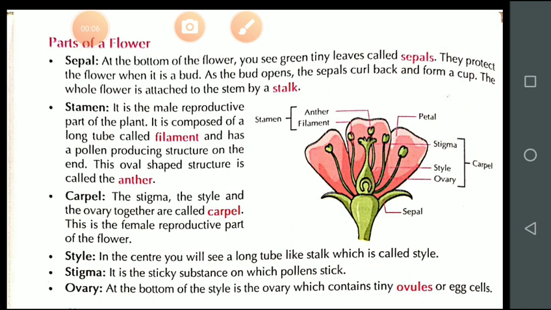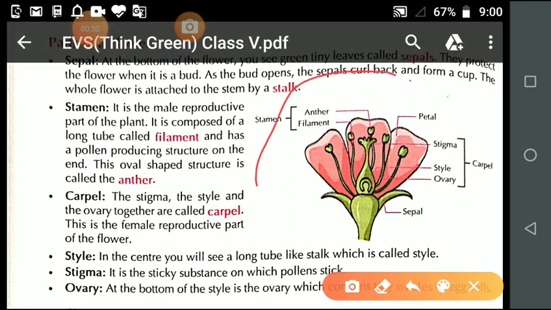Now student, when we are studying flower, observe the picture of a flower. This is the complete picture of a flower. There are four main, or you can say four important parts of a flower: sepals, petals, stamen and carpels.